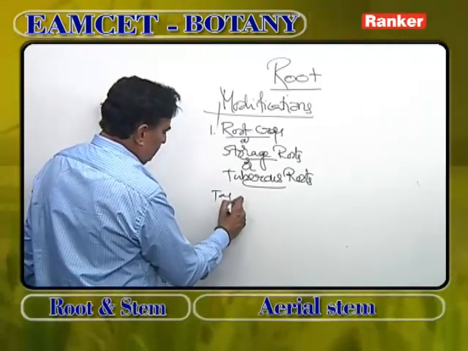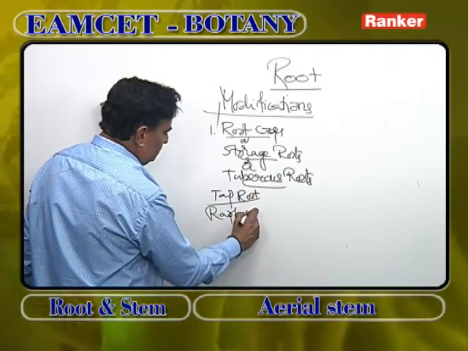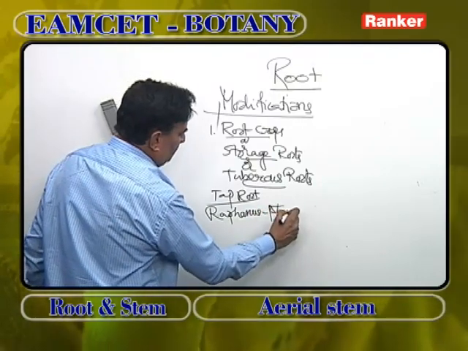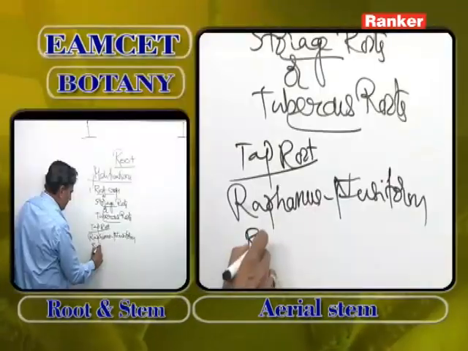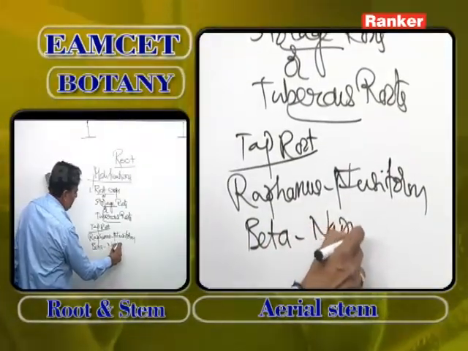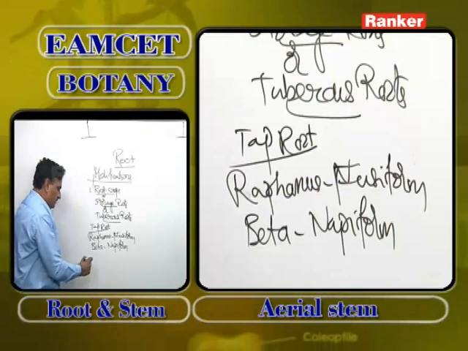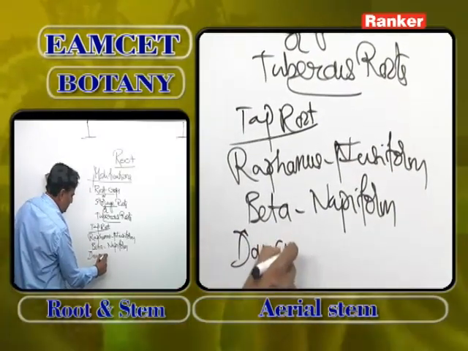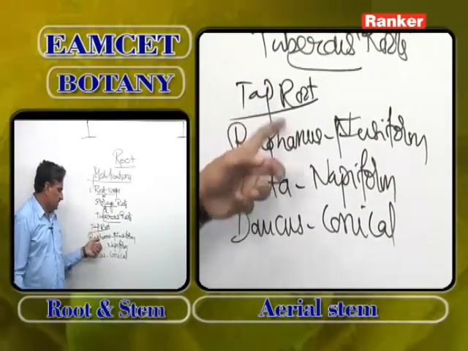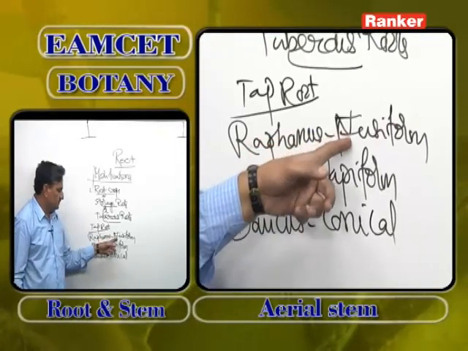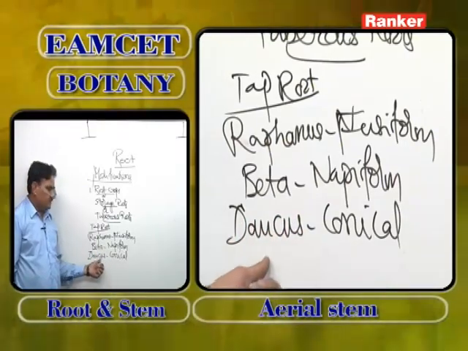In this, by the storage of food material, taproot modifications are: in Raphanus, radish, it is fusiform. In Beta vulgaris, beetroot, it is napiform, where the upper portion is very large and the lower portion is completely narrow. In Daucus carota, carrot, it is conical. These are all taproot modifications.